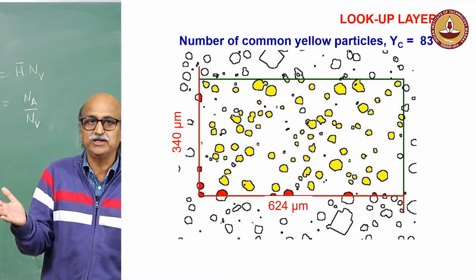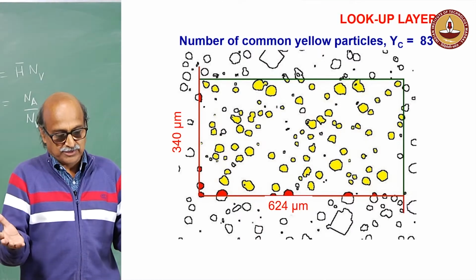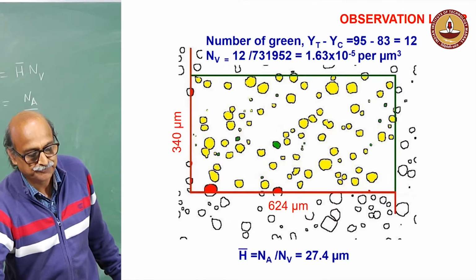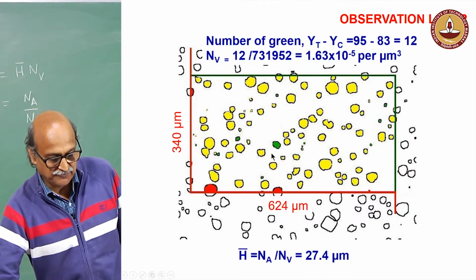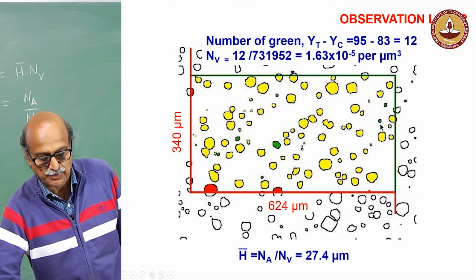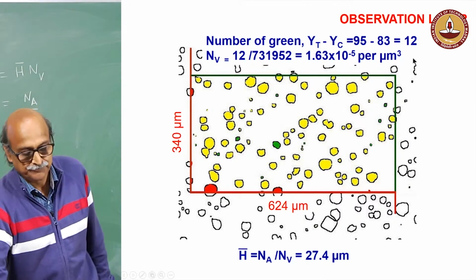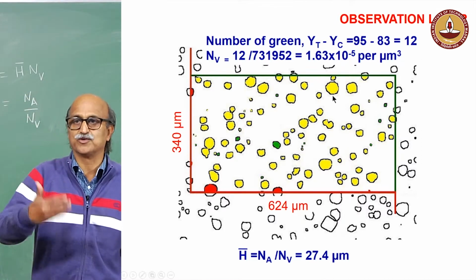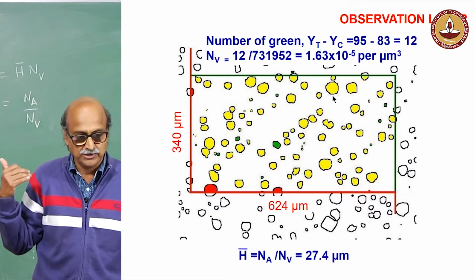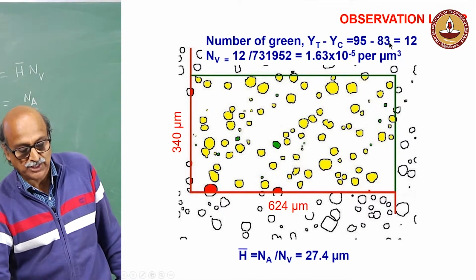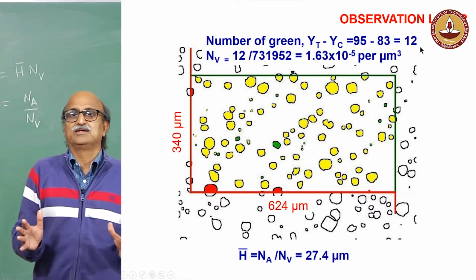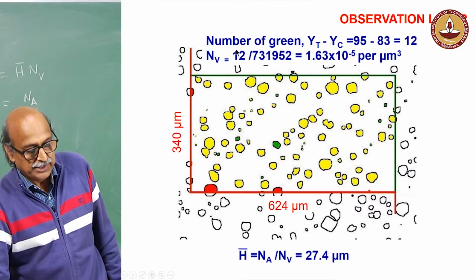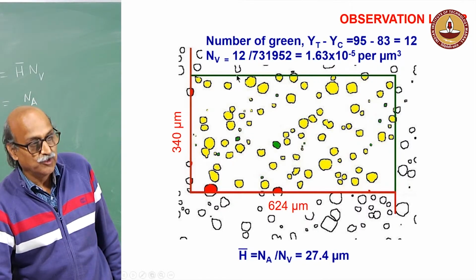That means the difference would be the particles which are only in the observation layer and not in the lookup layer, and they have to be retained in the count. So, I have now put them as green colored particles in the observation layer. Okay. So, these are the particles which are retained in the count. The yellow ones here are excluded from the count because they are appearing in both the observation layer and the lookup layer. So, there are only 12 such particles which are only in the observation layer and not in the lookup layer. This number 12 you divide by the volume of the dissector.